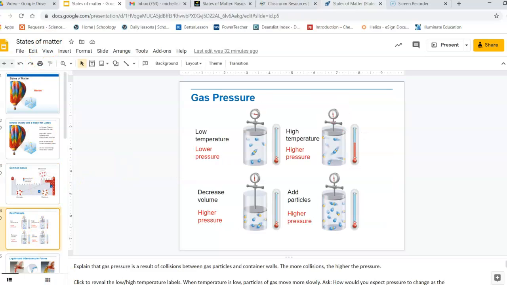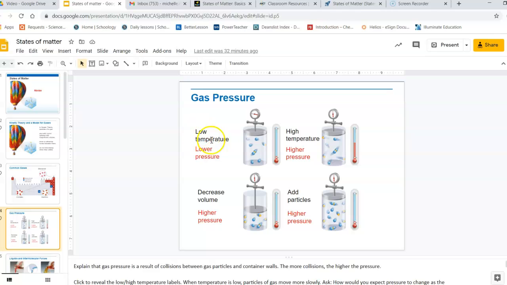Pressure is very related to temperature, and is also related to volume and concentration. So let's look at individual cases. Here we have a container, the spheres represent the gases, and this is a gas gauge. This is how you measure gas pressure.